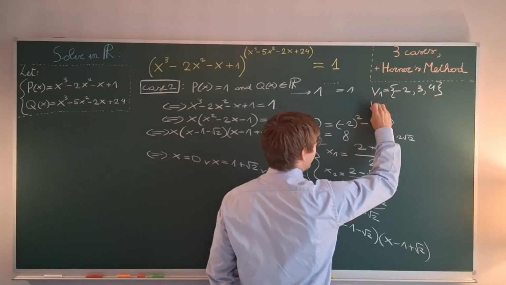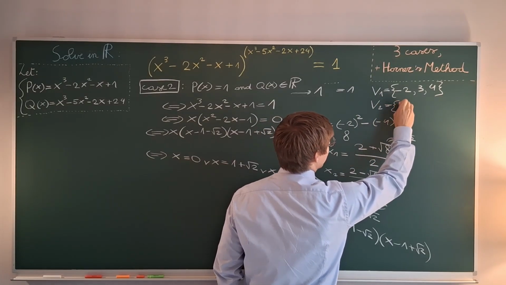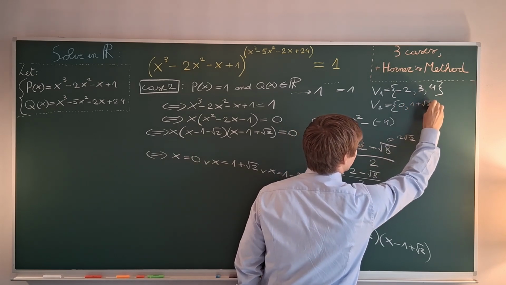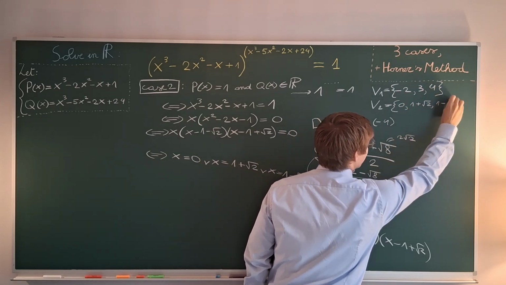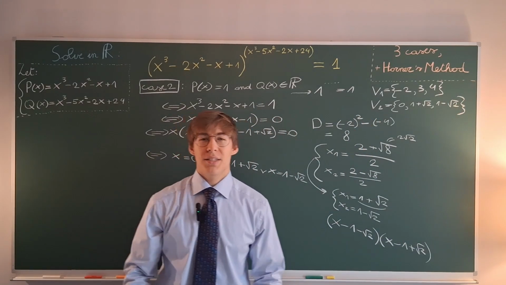So v2 is equal to 0, 1 plus root 2, and 1 minus root 2. And now we are ready to go to case 3.